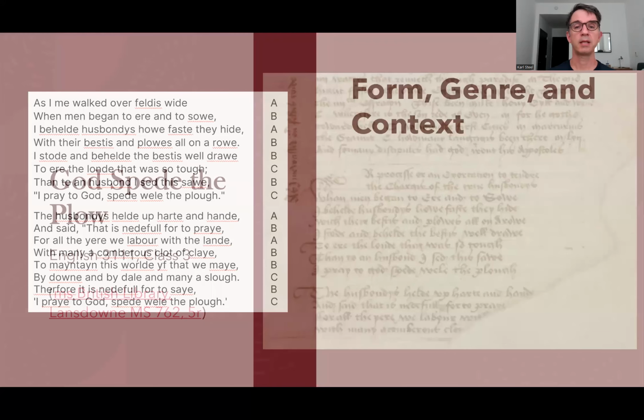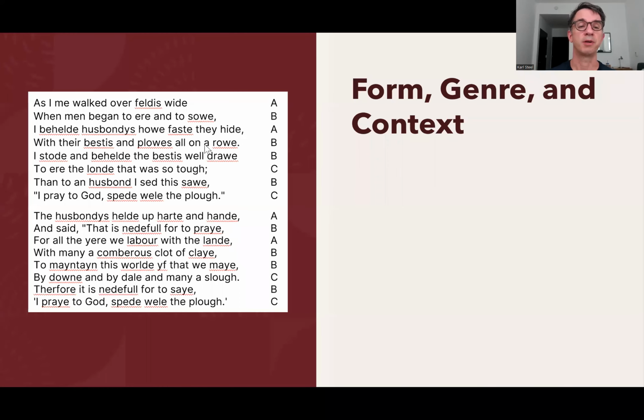So this poem is in several stanzas that have the rhyme scheme of A, B, A, B, B, C, B, C. By using rhymes, we can reconstruct what Middle English sounds like, or might have sounded like, because we can say this word rhymed with this because the poem demands that, and we can use that to reconstruct what the vowels and consonants might have sounded like. In this case, we have the final line of every stanza repeated throughout as a refrain: "I pray to God, speed well the Plough."